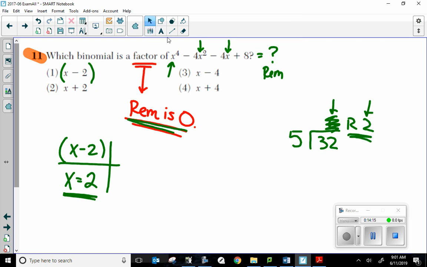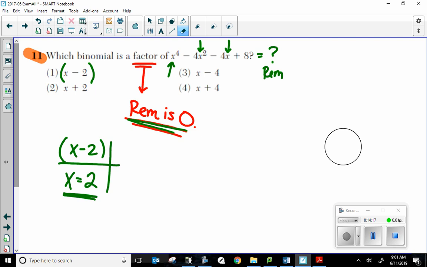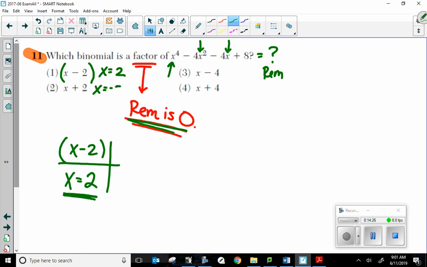Okay, so let's start with choice 1. First of all, quick review. If I solve this, x would equal 2. If I solve choice 2, x would equal negative 2. If I solve choice 3, x would equal a positive 4. And if I solve option 4, x would equal negative 4. So all these x equals, those are the numbers that I'm plugging into my original equation.